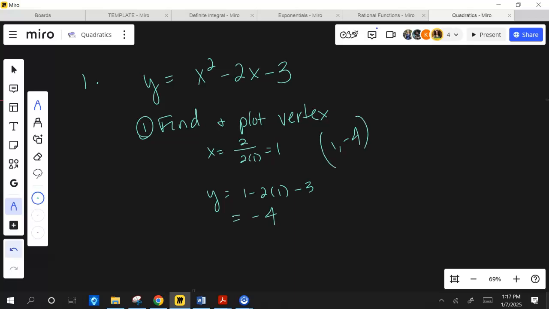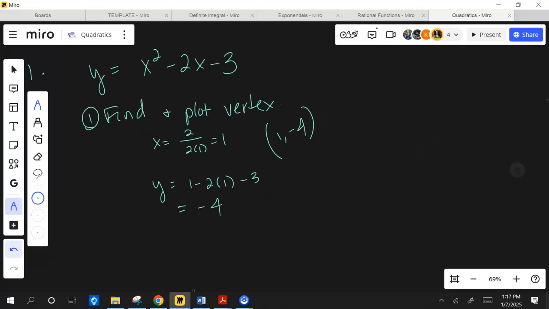Everybody okay? Find and plot. I found, I didn't plot. I'm assuming everyone in here can plot a point. Is that a yes or a no? All right.